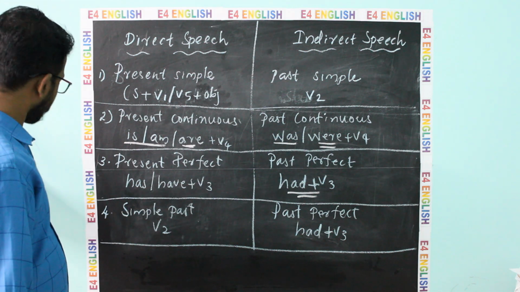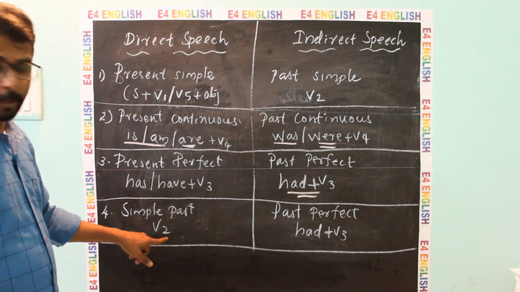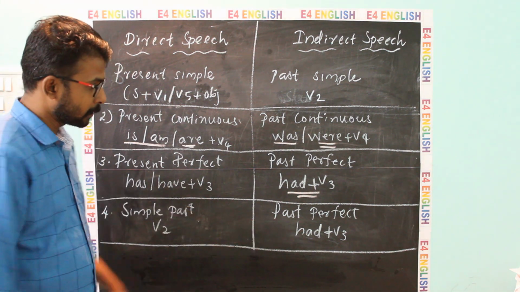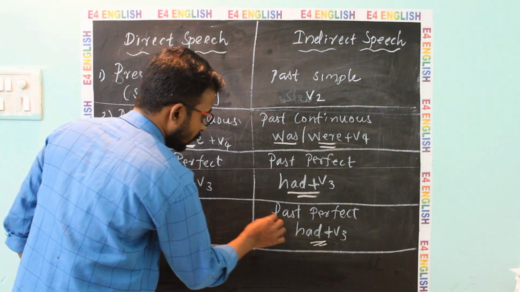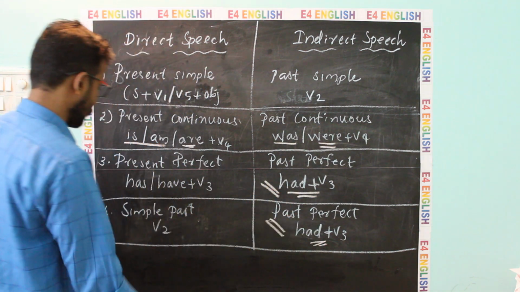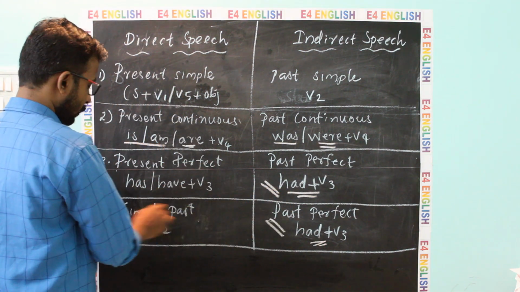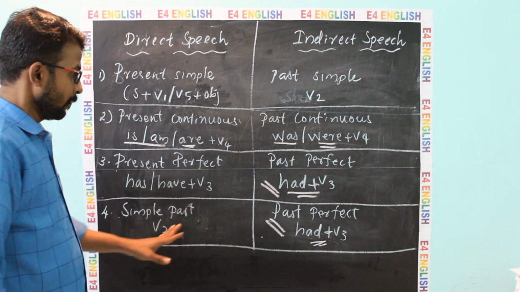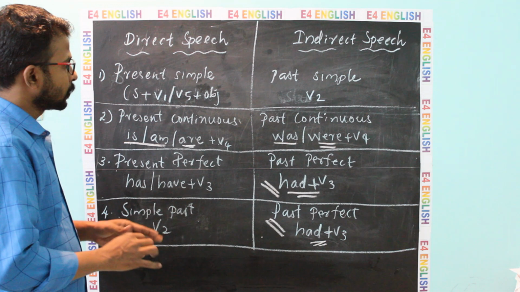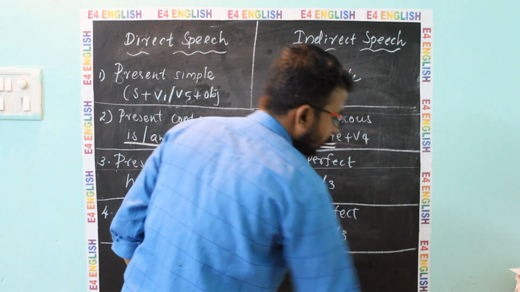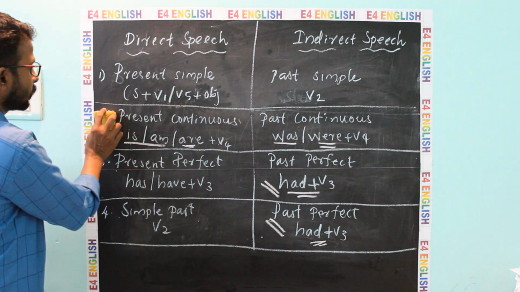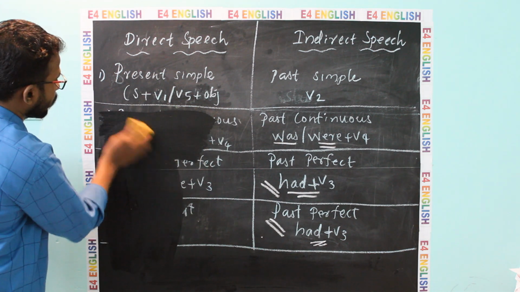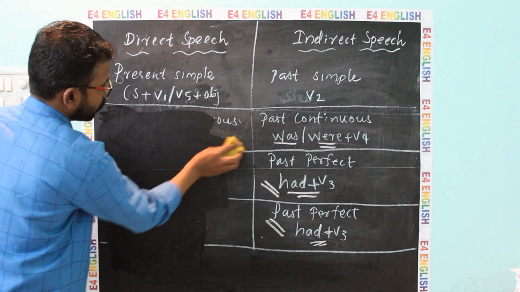And the next thing is simple past, that means V2. That will also change into past perfect, had plus V3. So here also had plus V3, and here also had plus V3. That means present perfect and simple past will change into past perfect. Okay, so this is the table. I think you might have noted it down. Let me clear this area for you, because I want to write some examples here.